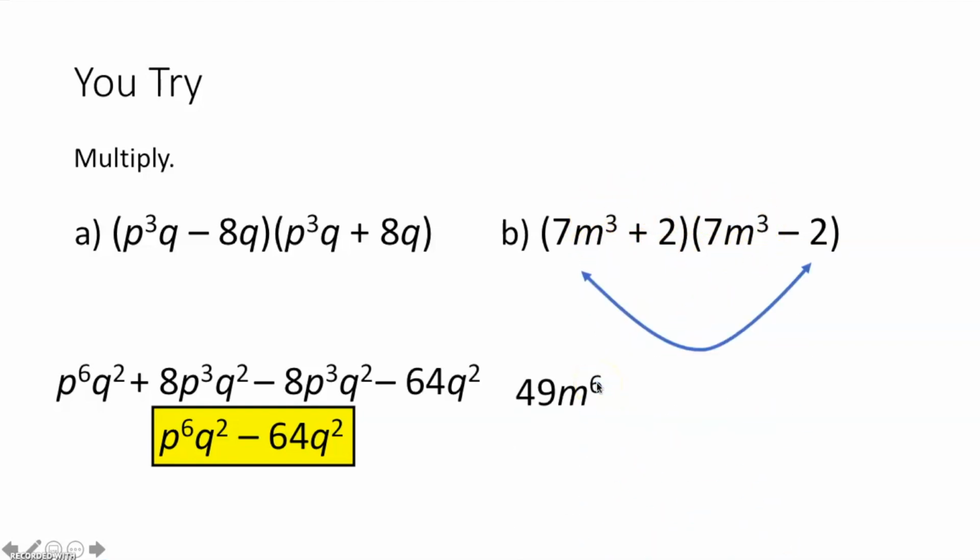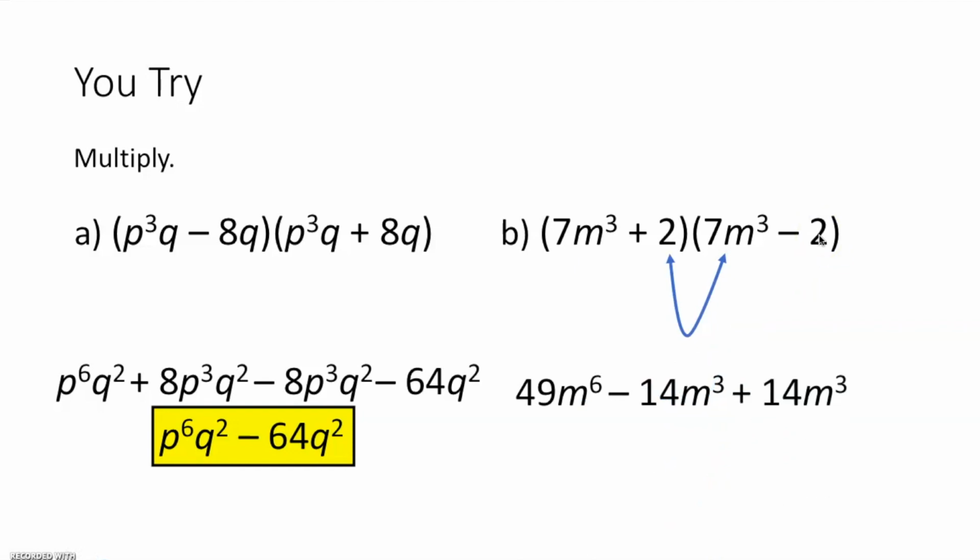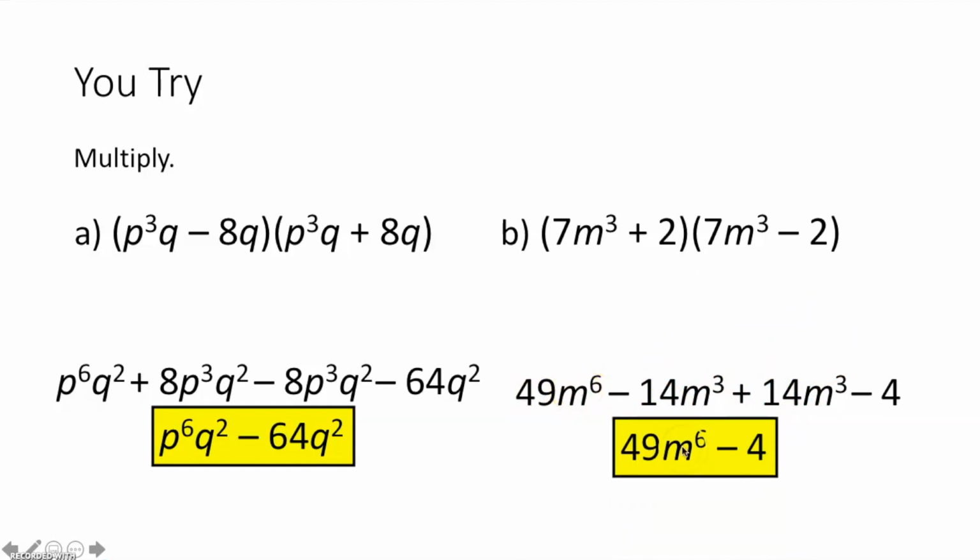Then you multiply the outer terms together. 7m cubed times negative 2 is going to be negative 14m cubed. Multiply the inner terms together. 2 times 7m cubed is going to be positive 14m cubed. And then multiply the last terms together. 2 times negative 2 is going to be negative 4. Combine like terms. These two in the middle have the same variable to the same degree, and since they have opposite coefficients, they're actually going to cancel each other out. So we're just left with 49m to the 6th minus 4, which is what we got with our shortcut.